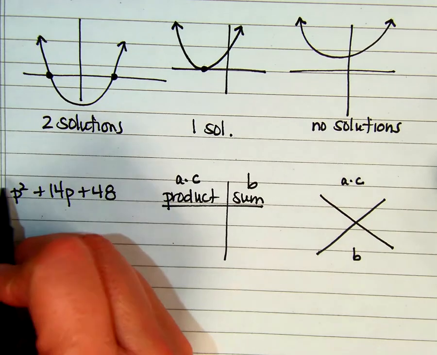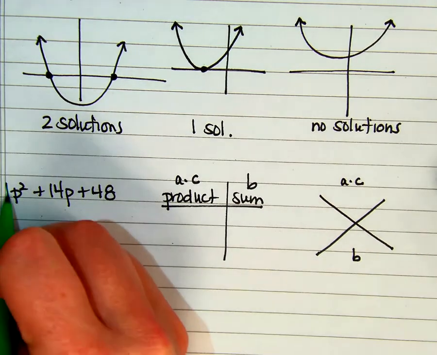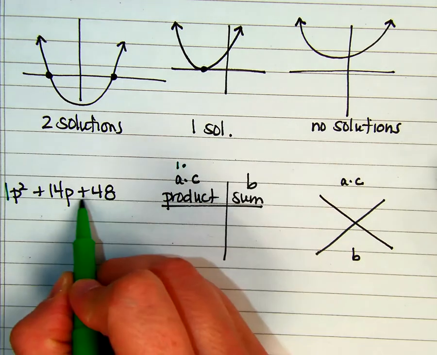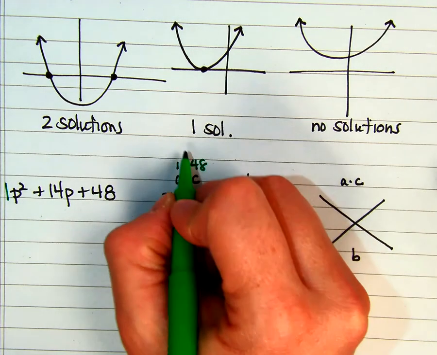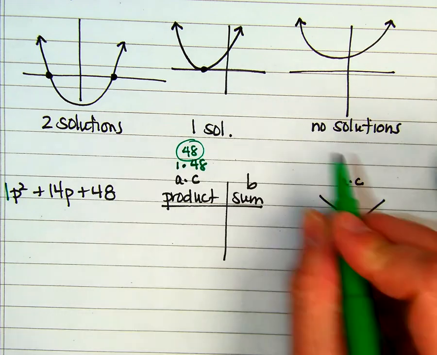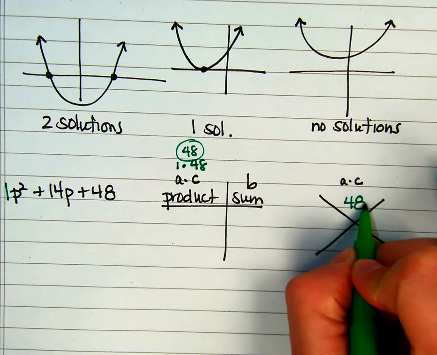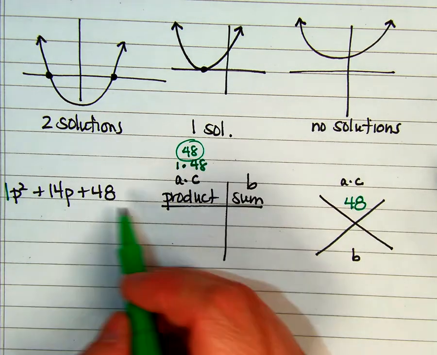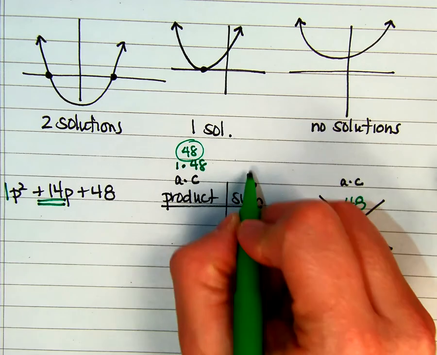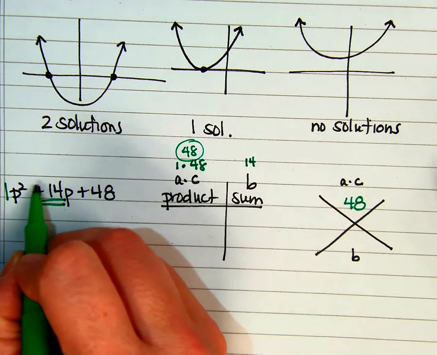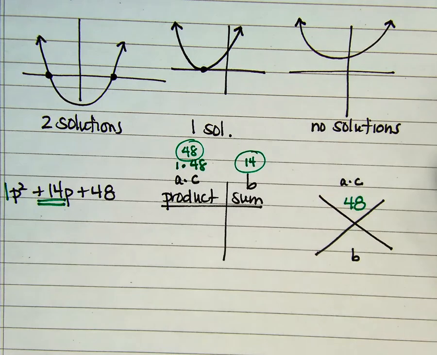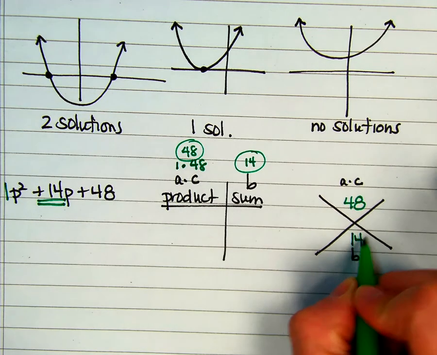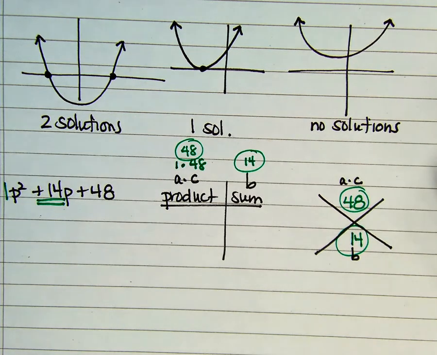So A is 1 times my C, which is 48. 1 times 48 gives me 48. So that is my product, and my sum is the 14. Watch that sign, because if that's a subtraction sign, then your sum is going to be a negative number. So 14. So those are the 2 numbers that I'm looking for.